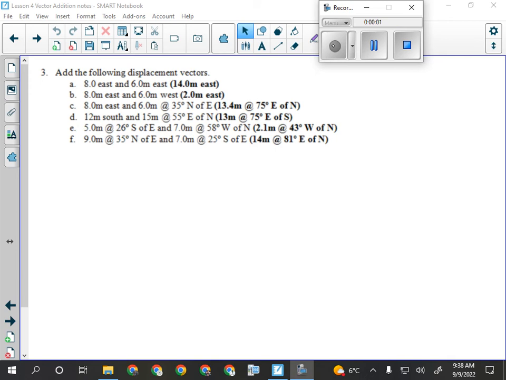All right, so let's try 3C first. Okay, I'll give you a couple minutes and then I'll draw the diagram for it. So on this one, we've got 8 meters east and 6 meters at 35 degrees north of east.